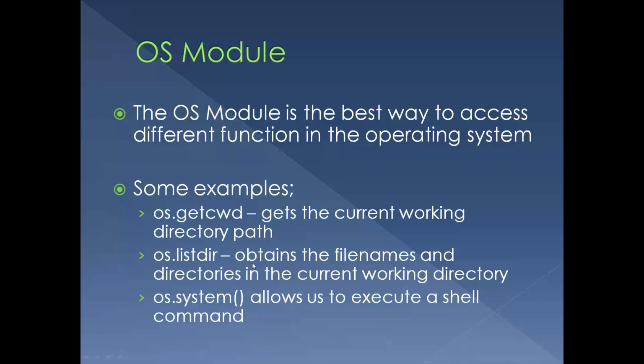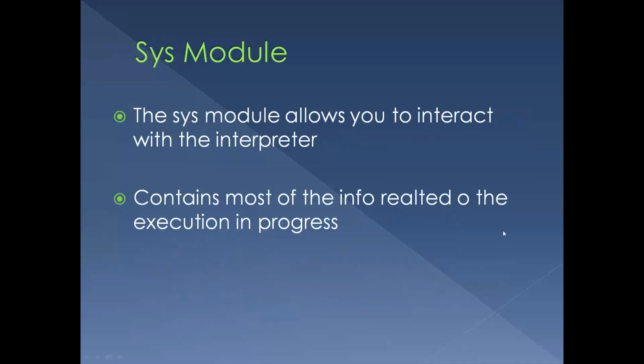os.listdir obtains the file names and directories in the current working directory. os.system allows us then to execute a shell command. So once we use os.system, we can go ahead and execute, say, an ifconfig, what have you, or cd, what have you. The sys module allows you to interact with the Python interpreter. It contains most of the info related to the execution in progress.